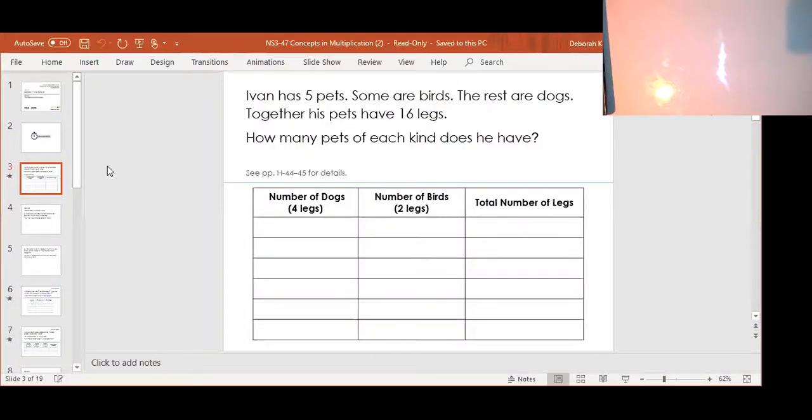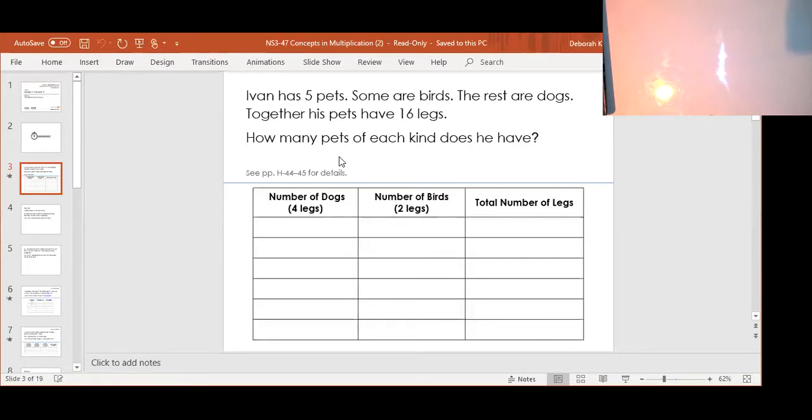Okay, so I'm going to show you this problem. It says here, Ivan has 5 pets. Some are birds, the rest are dogs. Together, his pets have 16 legs. How many pets of each kind does he have?